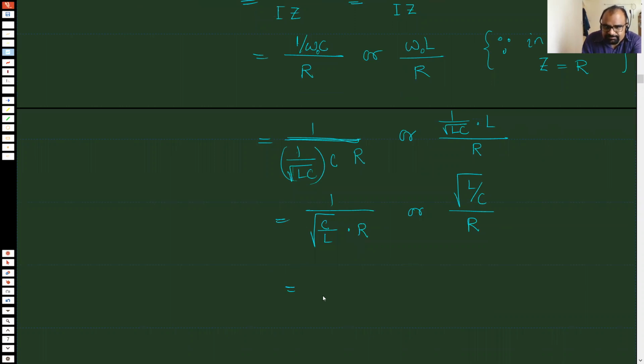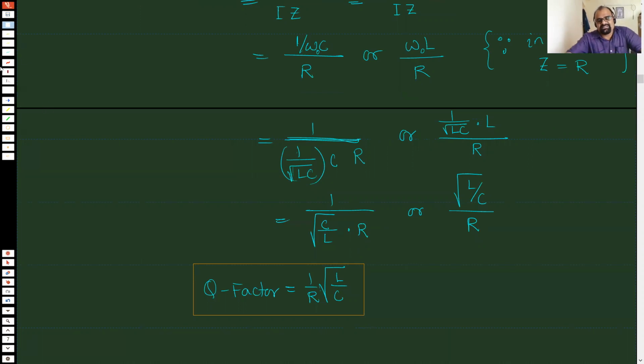So you can say, root L by C into 1 by R. So this is your Q factor. Okay, you may memorize it. If you want, you can memorize it and directly use it if in any question Q factor is asked. Is that fine?